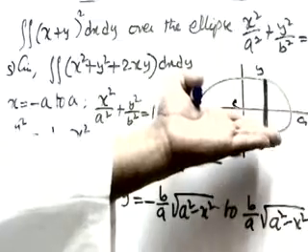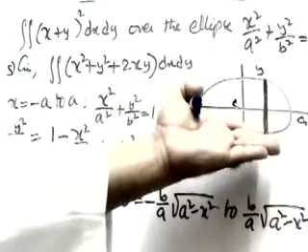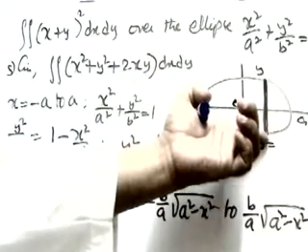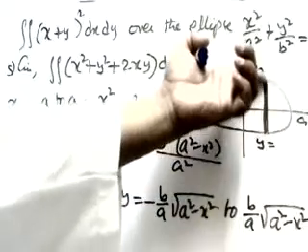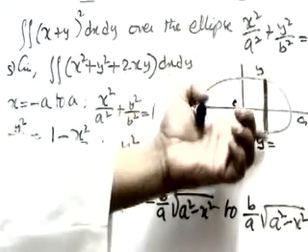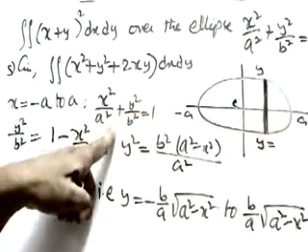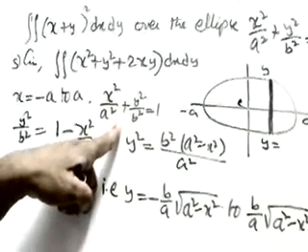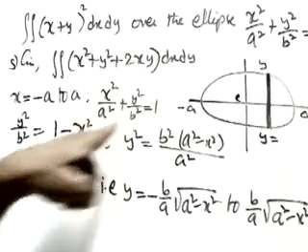X will be from minus a to plus a, whereas y we have to take in terms of x. So this is the ellipse in the fourth quadrant to first quadrant. So we have to take the y from the ellipse. From this we have to find the value of y.